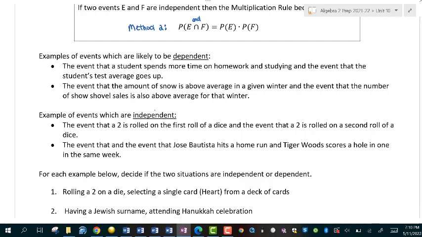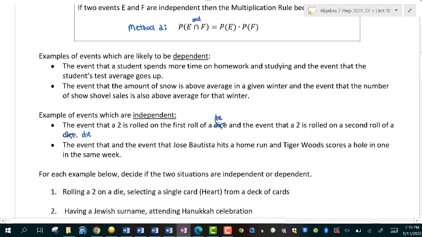Now for independent events, one example is the event that a 2 is rolled on the first roll of a die, and the event that a 2 is rolled on the second roll of a die. If you're rolling a die multiple times in a row, the outcome of one roll should not impact the outcome of the next. You still have 1 in 6 values that you could get.